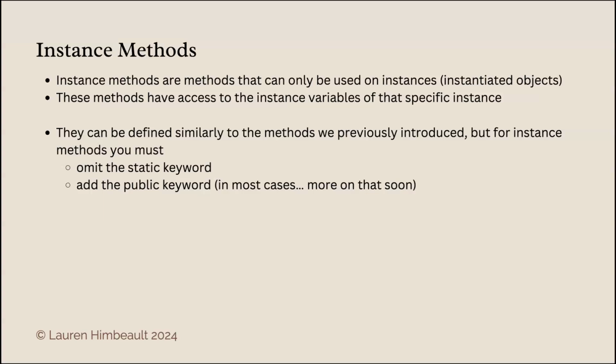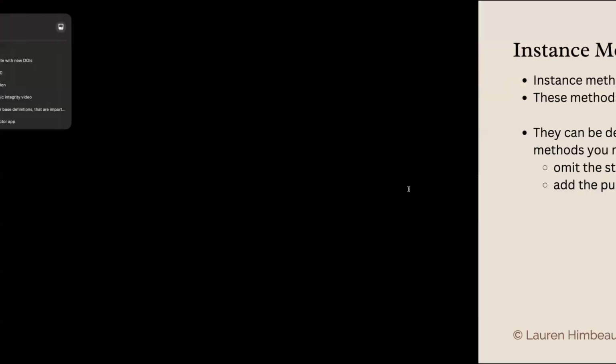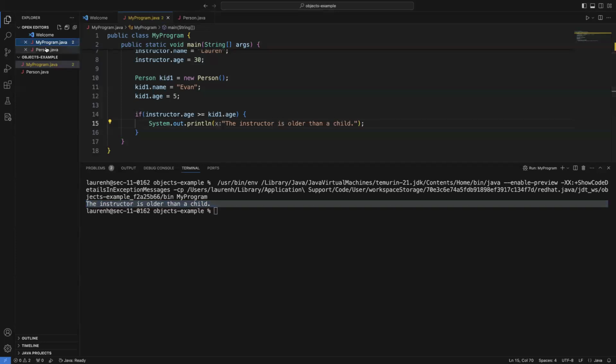So these are defined very, very similarly to other methods that we've seen, but there's just a little bit of a tweak that we're going to do here. The first is we're not going to use the static keyword, and we'll talk more about that later. And then the second is we have to make sure that we add the public keyword, which we didn't have in the main class. And we're going to talk more about that a little bit later as well. For now, we're just going to assume that those two things are things that we care about.